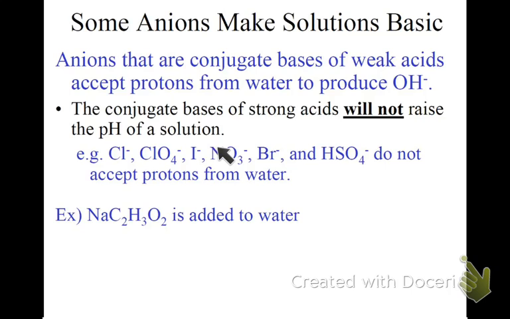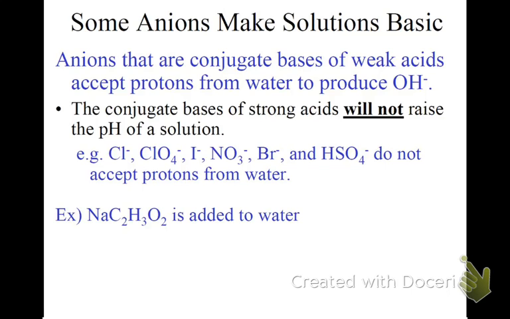The conjugate bases of strong acids will not raise the pH, so things like Cl-, perchlorate, iodide, nitrate, bromide, and hydrogen sulfate don't accept protons from water, because those are the conjugates of a strong acid. It has to be the conjugate base of a weak acid in order to do this.